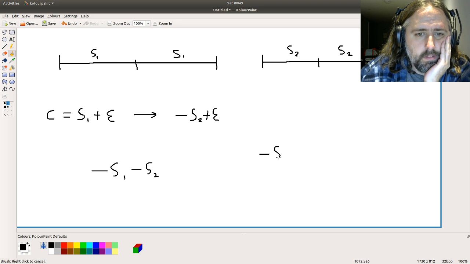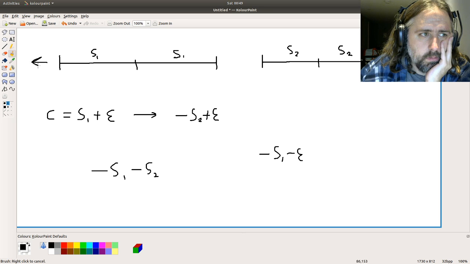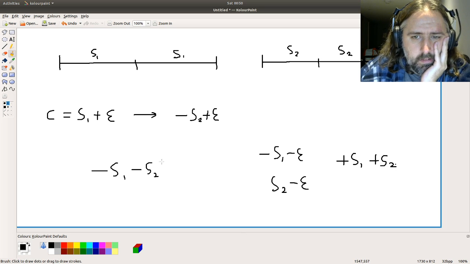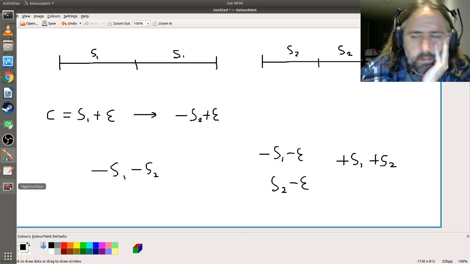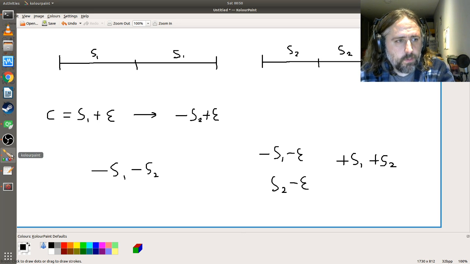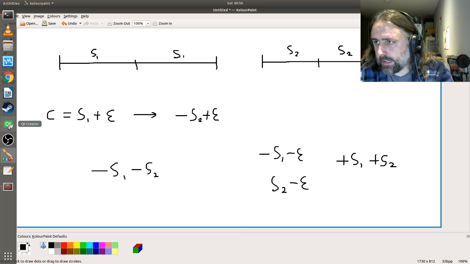Similarly, if you're at negative S1 minus epsilon, then you want to end up, say, you're going off the side and coming back on here. I could rearrange them, but you just have to use your imagination. Then you want to end up at positive S2 minus epsilon. So then what you've done there is add S1 and S2. So yeah, you add half the dimension of the room you're in, then you add half the dimension of the room you're entering, and your coordinate should be correct.